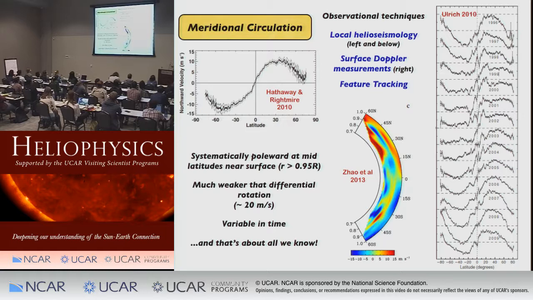Recent inversions suggest that there's a reversal in the mid-convection zone. So it goes toward the poles near the surface, then toward the equator down here, and then toward the poles again. But different groups working on the same data even get different results here. So it's probably clear that there are multiple cells in radius, but the details of that are still debated. But we do know that there's a meridional flow.